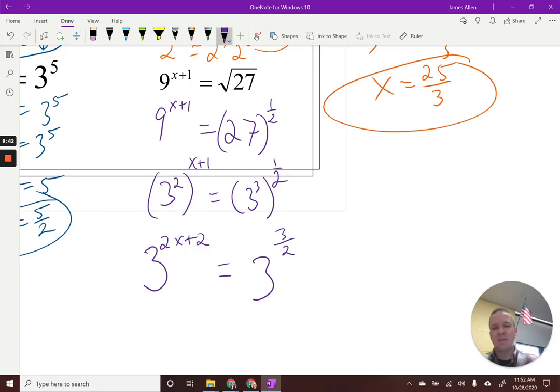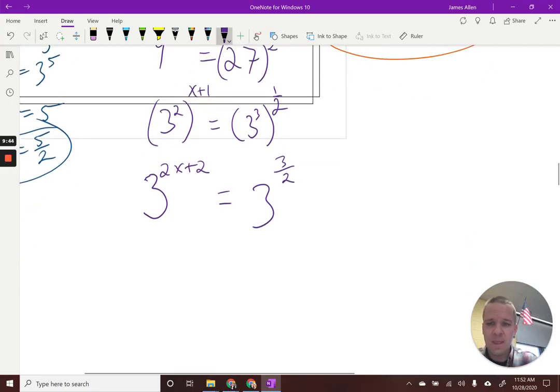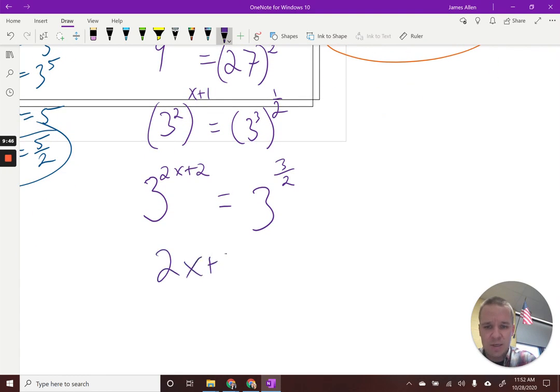I got like bases. I can set my exponents equal to each other. So I've got 2x plus 2. Don't forget to distribute that 2. Let me tell you what, that happens to some people. Be careful. Equals 3 over 2. All right. Wonderful. So what I'm going to do here is, with 3 over 2, I'm going to subtract 2.